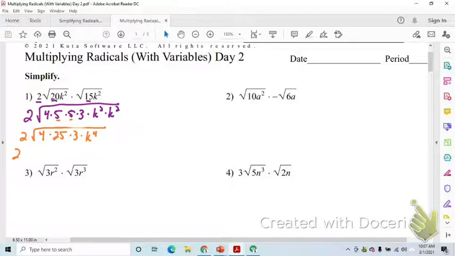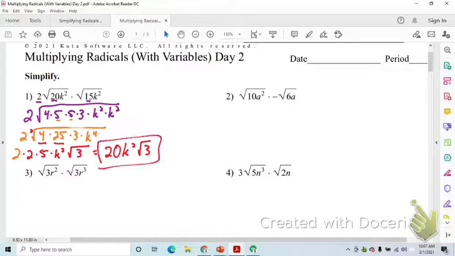But here we go. What is the square root of 4? 2. What is the square root of 25? 5. Real quick, what is the square root of 3? It's the square root of 3. And then the square root of k to the 4th should be k squared, because 4 divided by 2, since it's a square root, is 2. So then, 4 times 5 is 20. So I have 20k squared root 3.